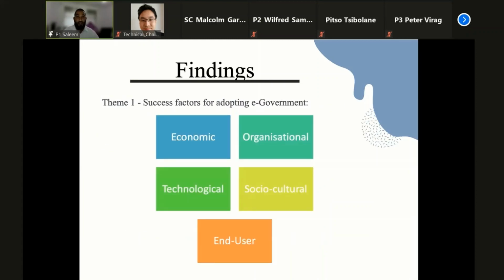Okay, so theme 1 is the success factors for adopting e-government. The 5 sub-themes identified as key to a successful adoption of e-government are economic, organizational, socio-cultural, end user, as well as policy and strategy. Several studies have noted the need for readily available resources for implementation of an accessible e-government, yet many e-government systems lack adequate resources. For example, access to information technology experts, as well as knowledge workers involved in the designing and implementation of e-government services, is important. And this remains one of the most consistent organizational challenges in most public institutions.